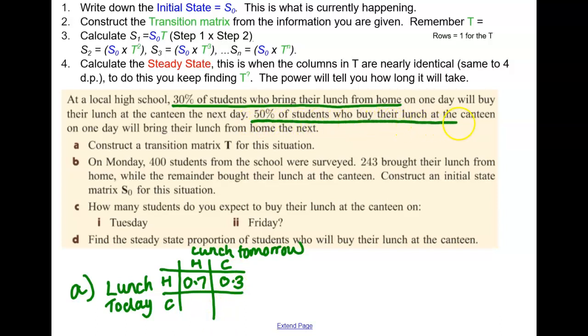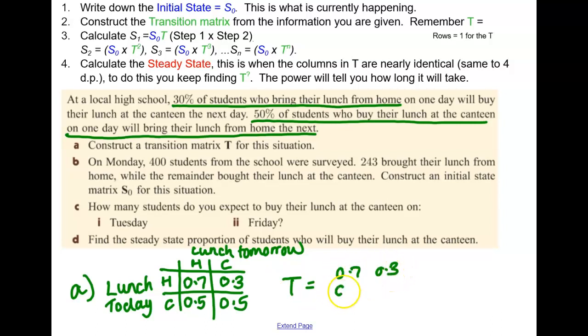50% of the students who buy their lunch at the canteen on day 1 will bring their lunch from home the next day. So here we know that this is canteen today, and 50%, so 0.5, are going to bring their lunch from home. We know that adds up to 100%, so 1, so that'd be 0.5. So we can say our transition matrix is 0.7, 0.3, 0.5, 0.5. And we've got to make sure we put our square brackets in there to make sure it works. So that is part A completed.